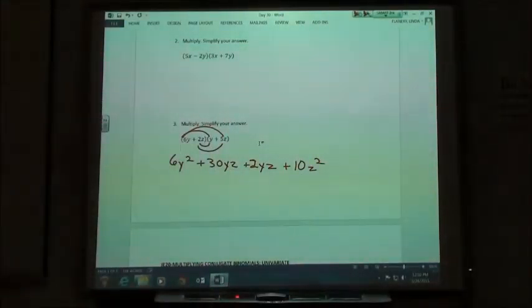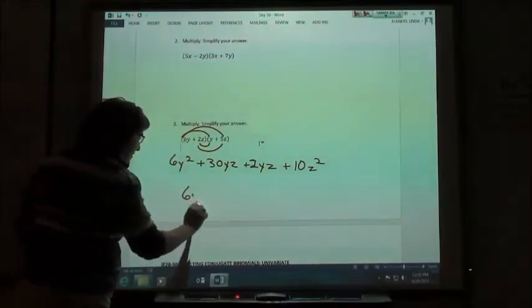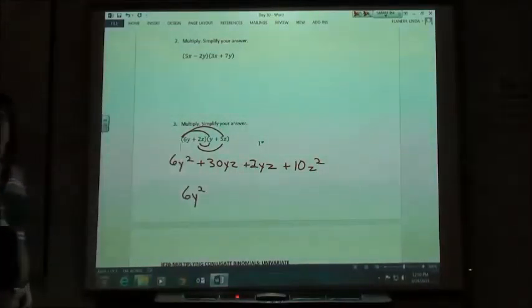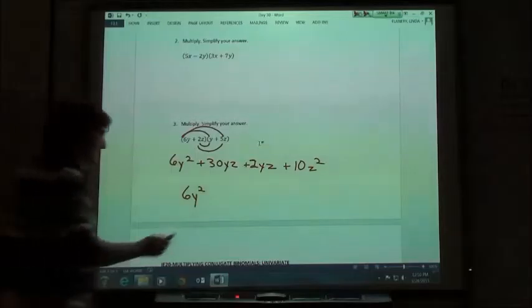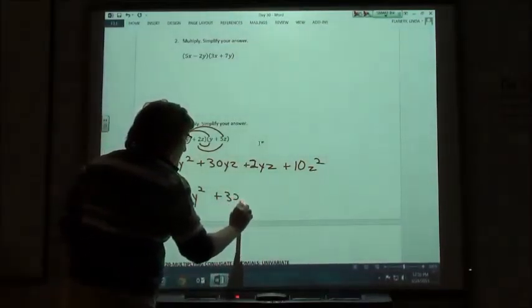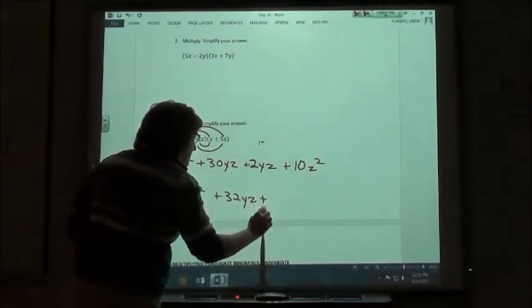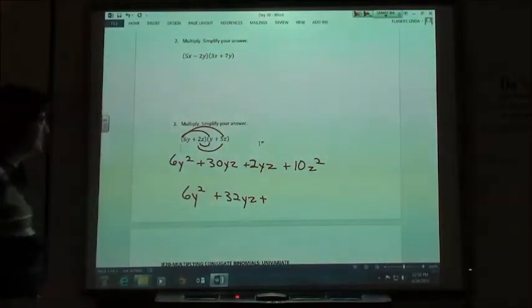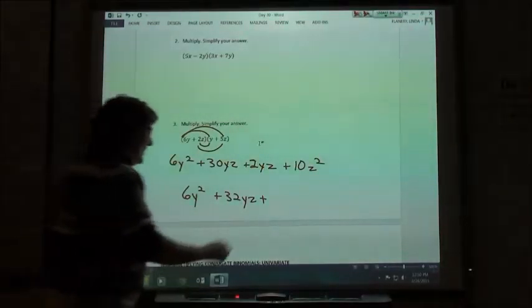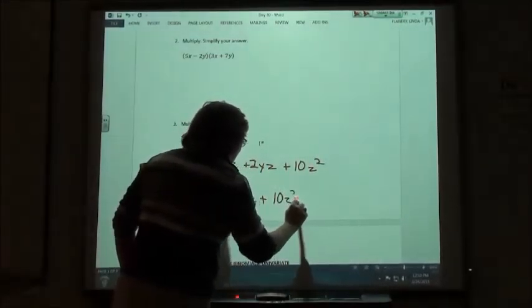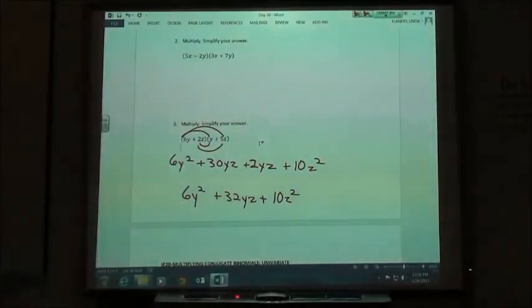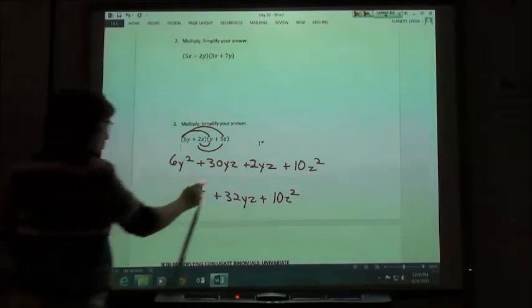So our answer is going to be 6y squared plus 32yz plus 10z squared.